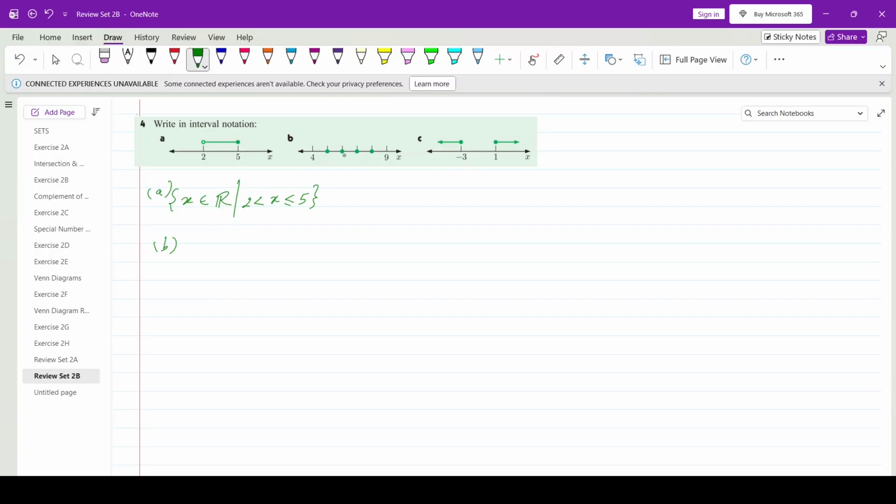Here we know we have dots, so this can either be integers or natural numbers. And we know all these numbers are positive. So between positive 4 and positive 9, we have positive numbers only. So let's consider that these are positive integers. So x is an element of positive integers such that x is greater than 4 and less than 9.